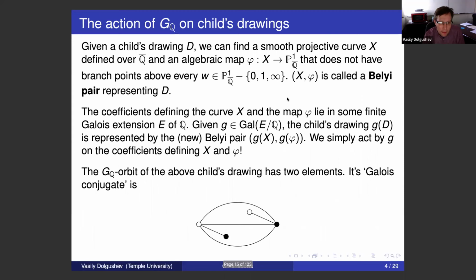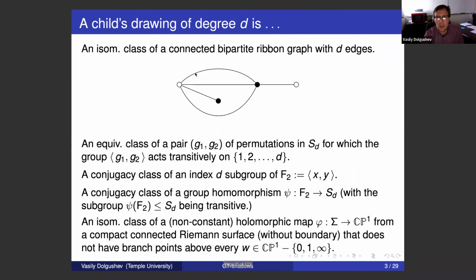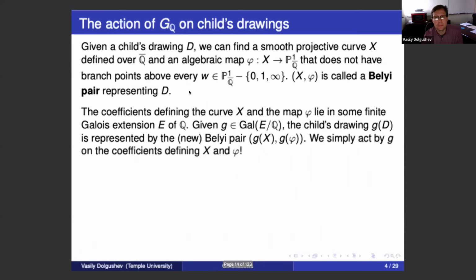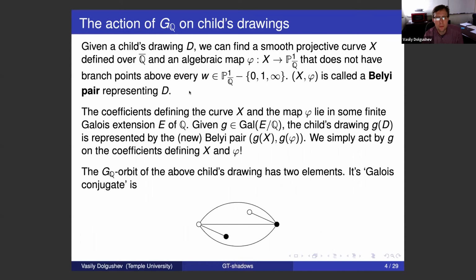So if you look at this child's drawing, I don't remember the number field. It may actually be Q adjoin the square root of -1. But when you act by the absolute Galois group, you get an orbit that has only 2 elements. The second element is represented by this graph.